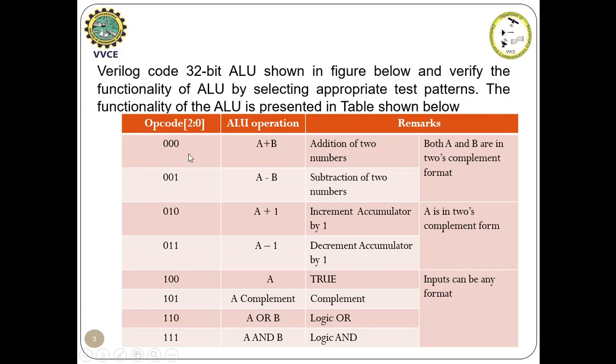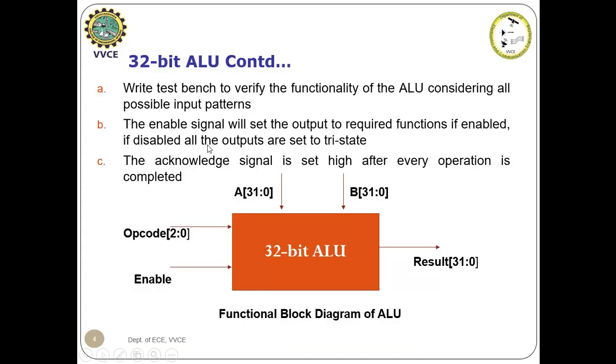Based on each opcode selection, I have to perform the required ALU operation: A plus B, A minus B, increment operation, decrement operation, complement, logical OR operation, and logical AND operation. I can perform these operations based on the control signal. Only when enable is high, the required opcode can be selected, and based on the opcode selection, the arithmetic and logical operation can be performed.